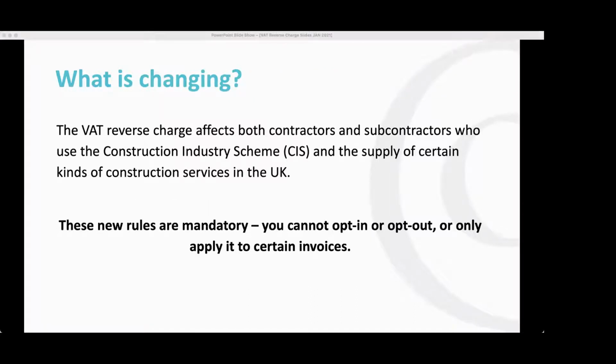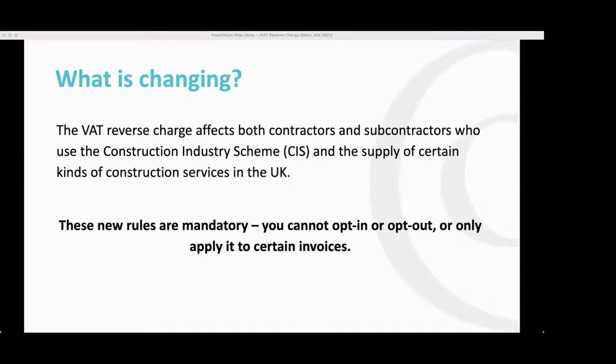The new CIS reverse charge applies when all the following are met. There is a supply for VAT consisting of construction services and materials. The supply is made at the standard rate or reduced rate of 5% VAT. The supply is made between a UK VAT registered supplier and a UK VAT registered customer. Both supplier and customer are registered for CIS. The customer intends to make an ongoing supply of construction services to another party. And finally, the supplier and customer are not connected.